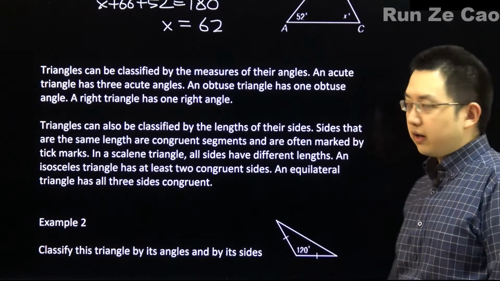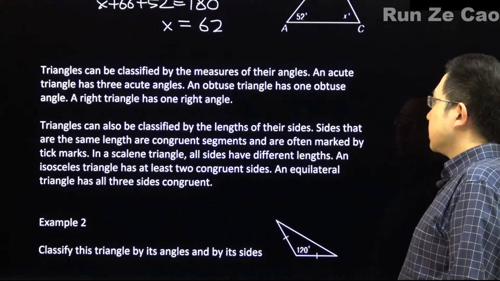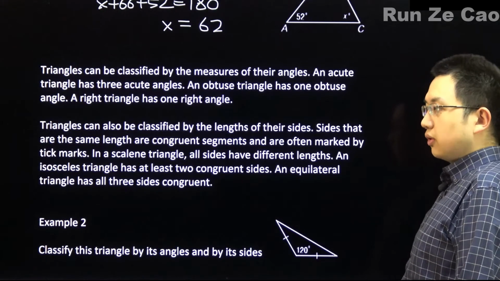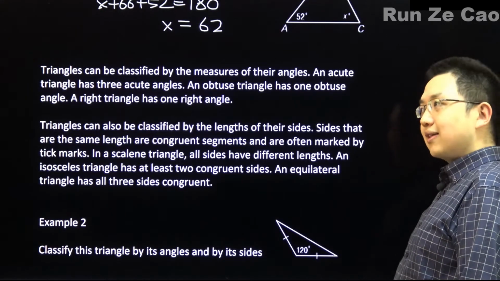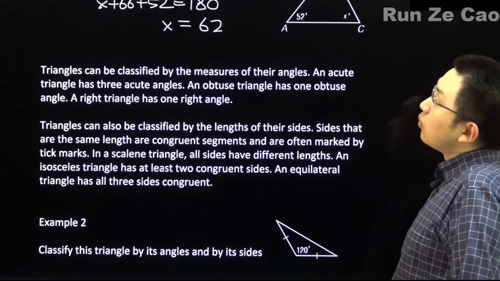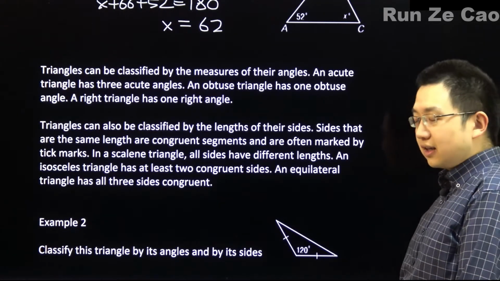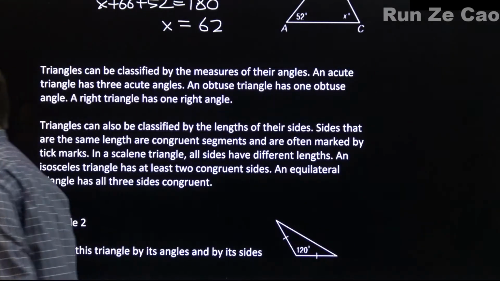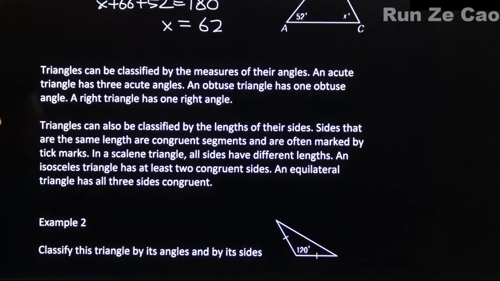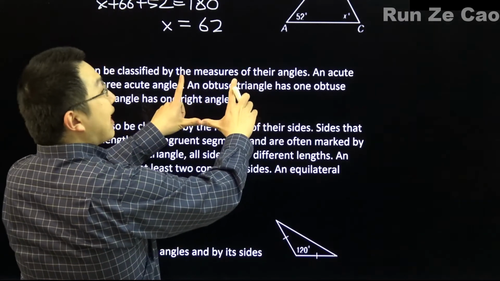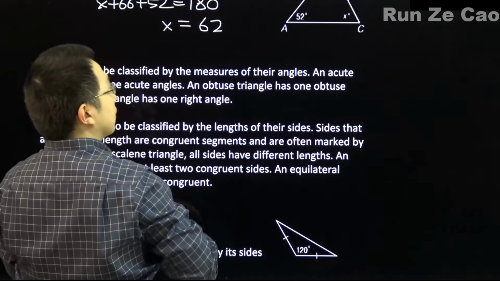Now, triangles can be classified by the measures of their angles. An acute triangle has 3 acute angles. So in other words, all the angles are less than 90 degrees. A right triangle has 1 right angle. So 90 degrees, because the other 2 angles have to add up to 90 degrees, so neither of them can be 90 degrees. Otherwise, you end up with 2 parallel lines and the shape never closes.